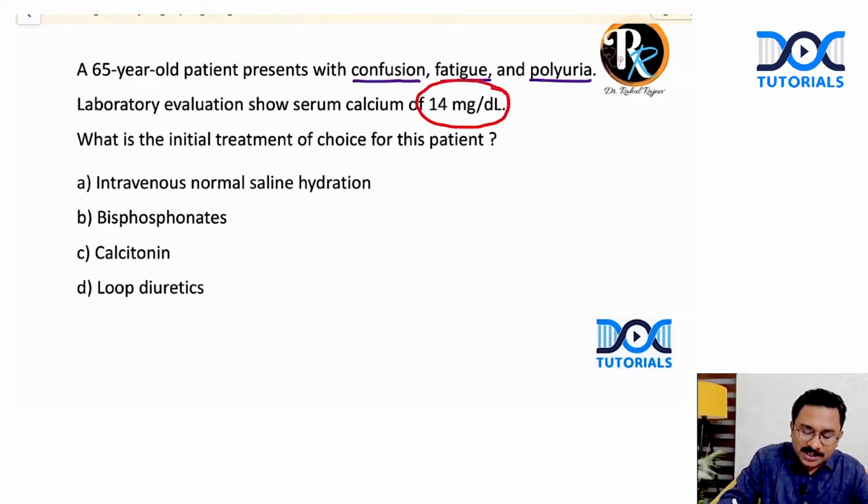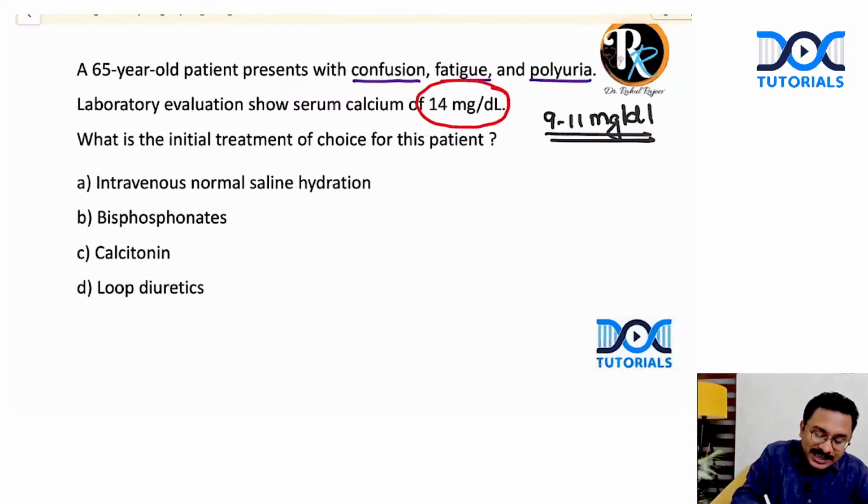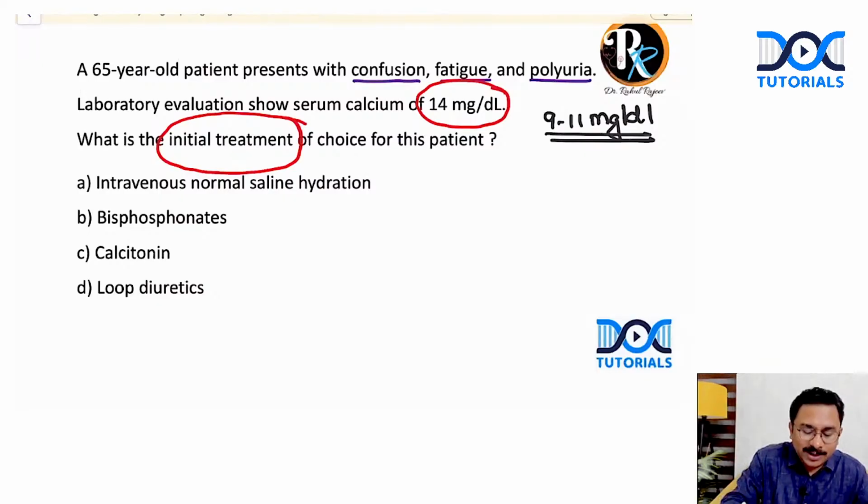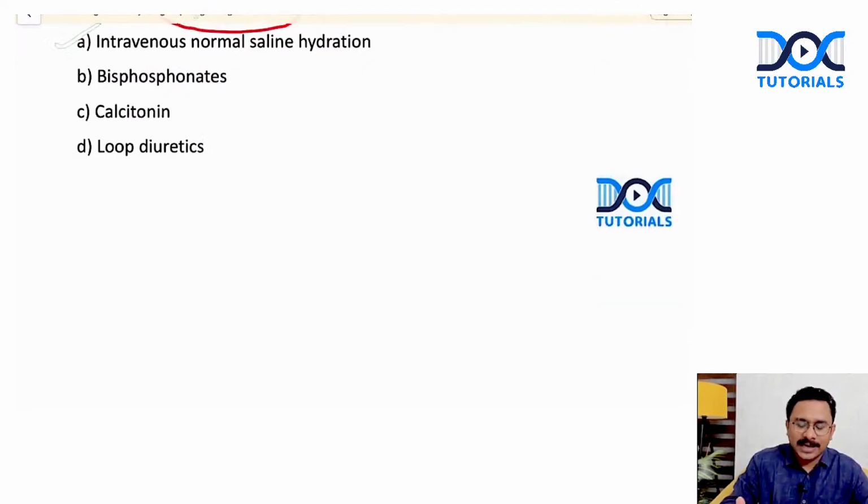So we know that the normal calcium value comes to around 9 to 11 milligram per deciliter. The value here is 14 milligram per deciliter. The question was, what is the initial treatment? Okay, initial treatment. So what is the initial treatment for hypercalcemia? It is IV normal saline for hydration, because the patient is going to have significant fluid loss and you will have to give normal saline. Bisphosphonates, yes, definitive treatment, it is bisphosphonates, but the question, what I heard from the students, was regarding the initial treatment, it is IV normal saline.